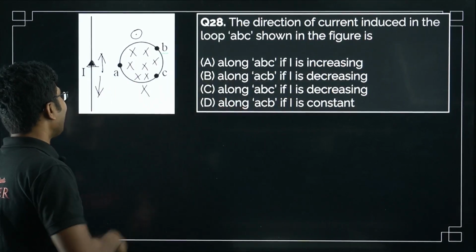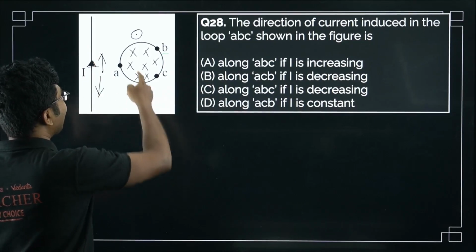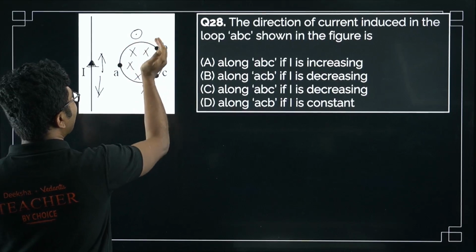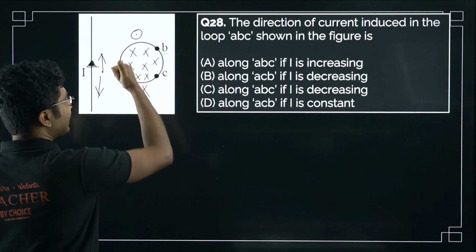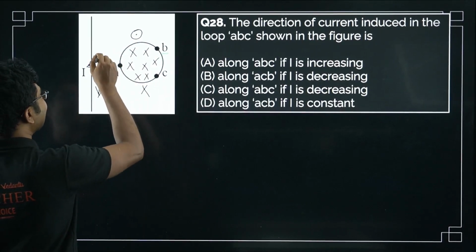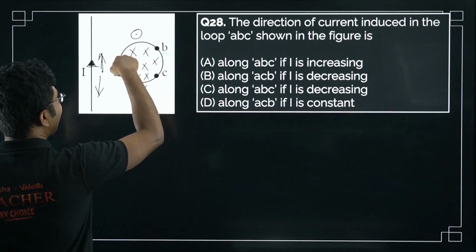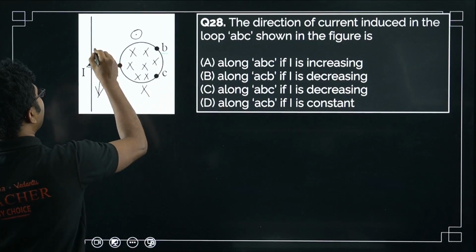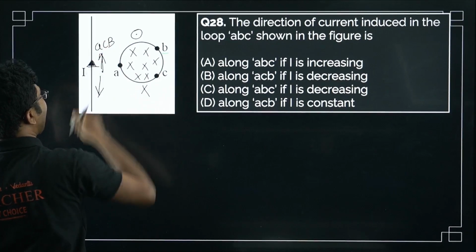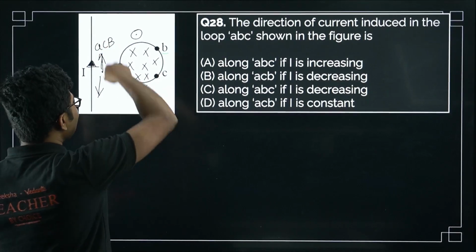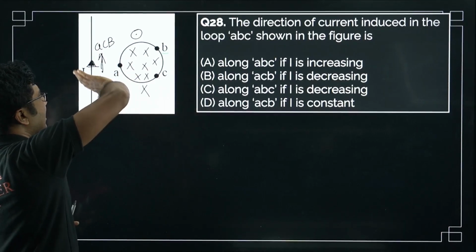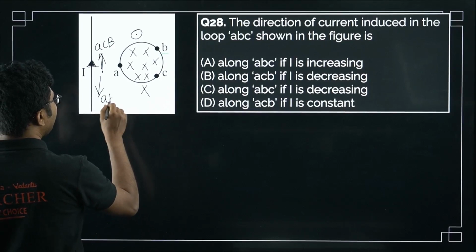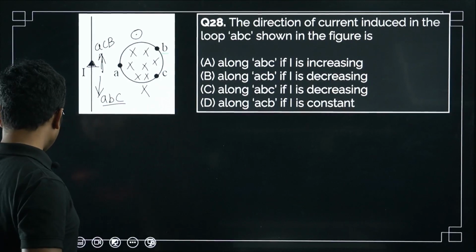Now if current is increasing, the induced magnetic field will be out of the paper. Out of the paper means we will curl our fingers along the wire, and this will give you the direction. So if current is increasing, then the induced EMF will be ACB. It will be like this. So it will be ACB. And if the current is decreasing, then it will be into the page of the paper. So it will be ABC. Now let's see what are all the options given in this question.